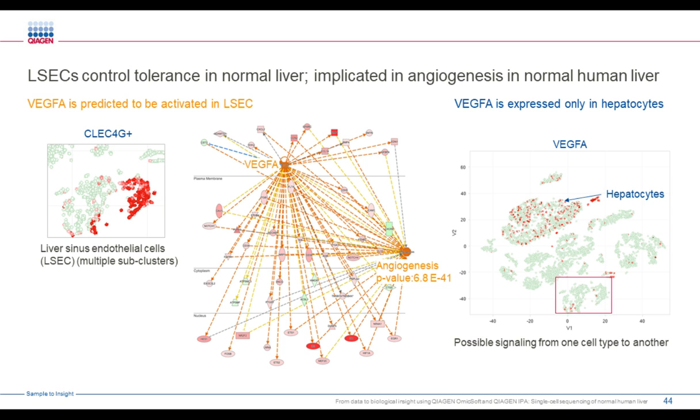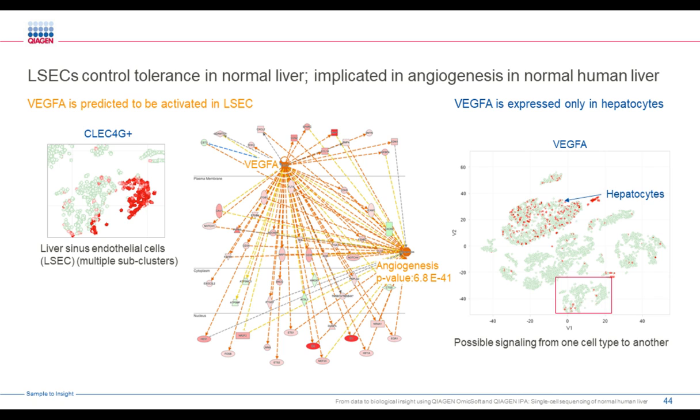Let's look at what's happening in those liver sinusoidal endothelial cells. We know they control tolerance in normal liver, but they are also implicated in angiogenesis in normal human liver. And this is what we're going to see using that VEGF-A as a driver. So here, going back to the scatter color view, we identify one of the groups of the endothelial cells by the marker CLEC4G+, here.